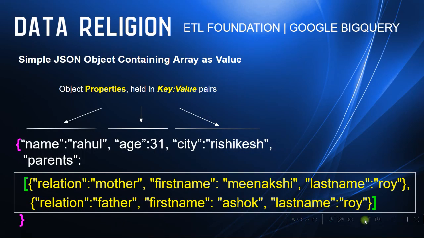Here we have added a parents property in the same JSON object. The parents property is expressed as parents as key and an array held within the square brackets as value. The array has two JSON objects inside it, expressing the relation mother and father. Relation, first name, last name, these are individual JSON properties held within these objects.